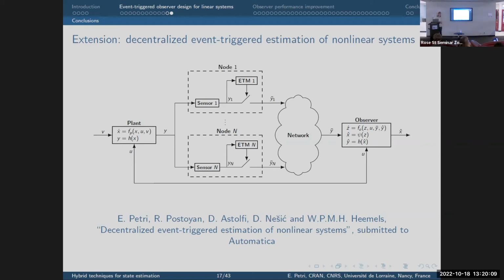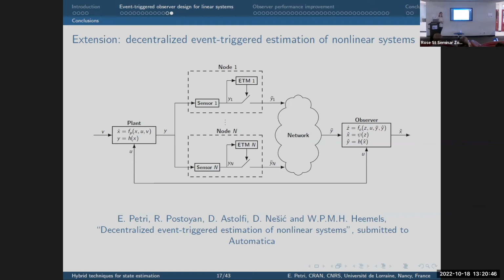Do you consider the transmission of the U over the network or just the output? In this first work it was only the output. In the extension, not from the beginning, but there is a subsection where we say that we can also transmit the input over the network with a similar triggering rule. And in this case, we need the condition on the epsilon also for the input transmission. And the proof is the same. You just need to be more careful on the details. And we can also have a triggering rule on the transmission of the input.